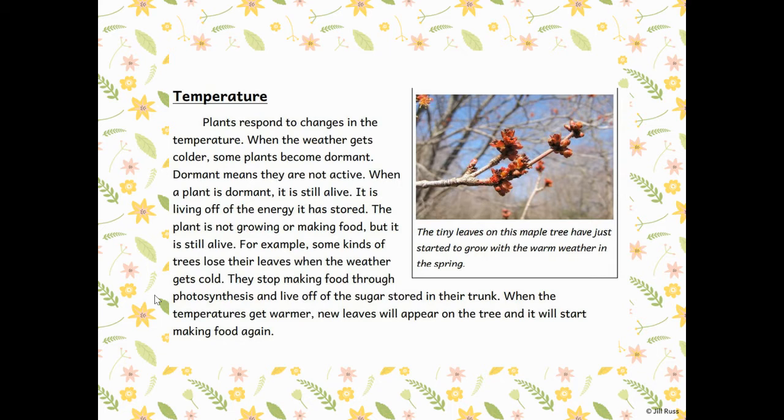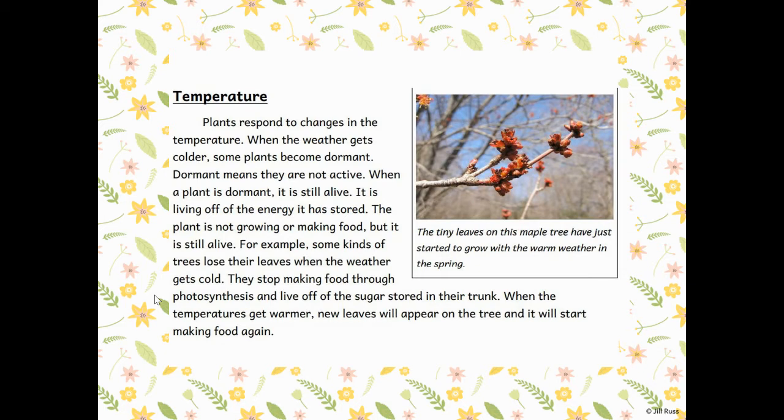Okay, so stop and think about that. Dormant means it's not active, meaning it's not making food or growing, but it's still alive. A plant makes food, stores that food, and then lives off of it during that dormant stage. For example, some kinds of trees lose their leaves when the weather gets cold. In the fall, we see this happen. They stop making food through photosynthesis because they don't have leaves anymore and live off the sugar or their food stored in their trunk.